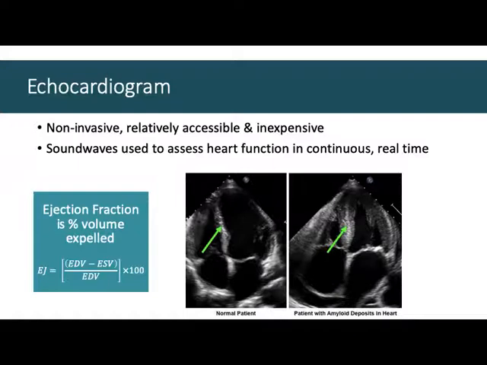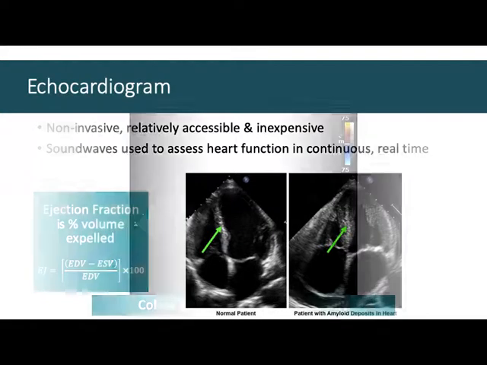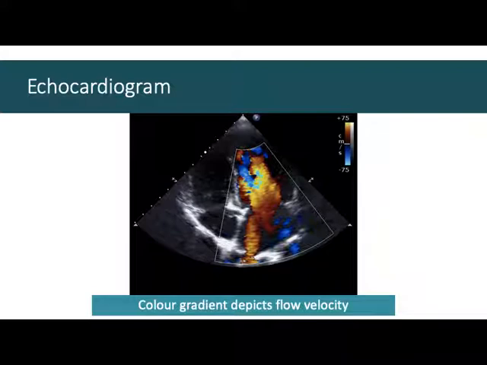That's certainly one really nice aspect of the echocardiogram, but as this technology advances, not only do we get images of how the heart's configuration changes throughout the cardiac cycle, but we can also get more detailed information about blood flow.